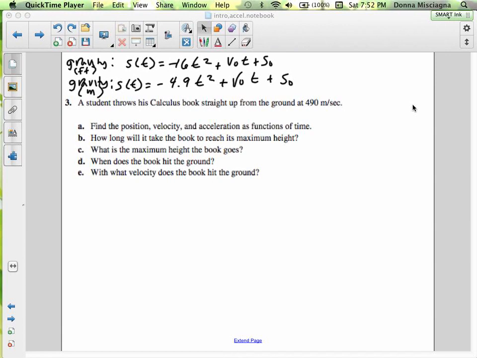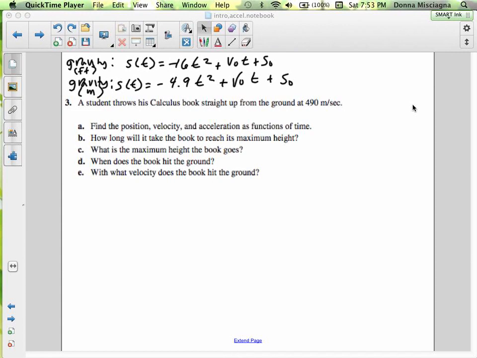Now, one thing I need to tell you is that there's actually two equations for gravity, and that depends on whether your units are in feet or in meters. So in meters, it's going to be s of t equals negative 4.9 t squared plus v naught t plus s naught. So a different coefficient for gravity because we have a different unit of measure.